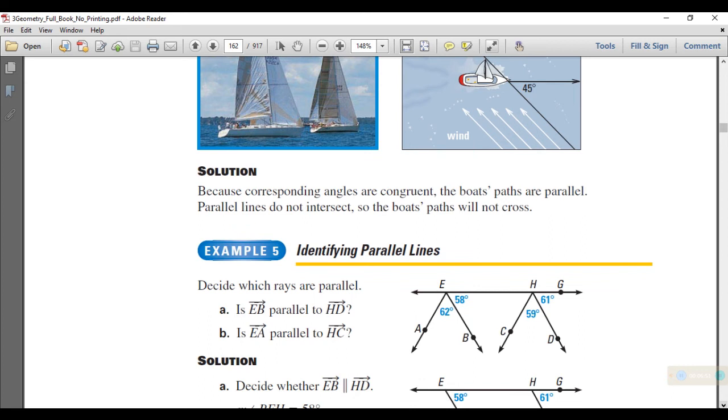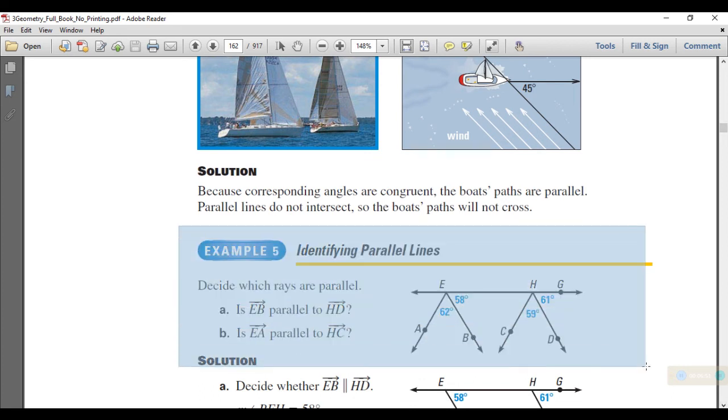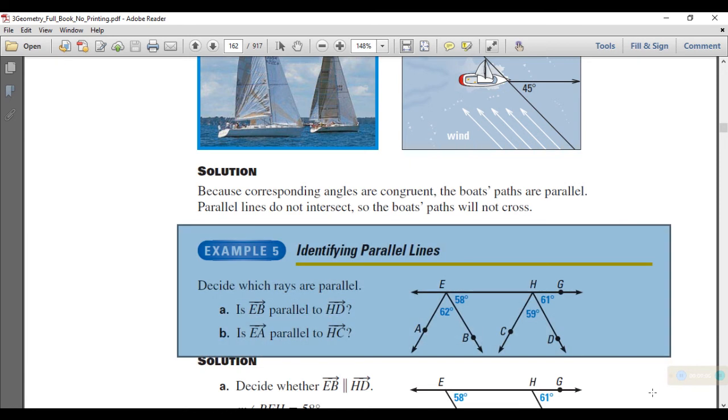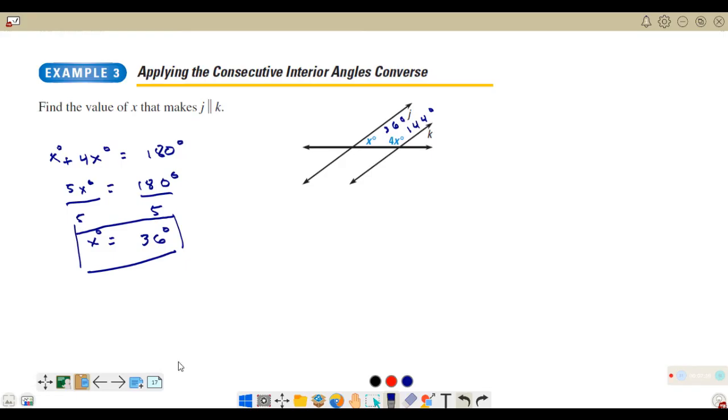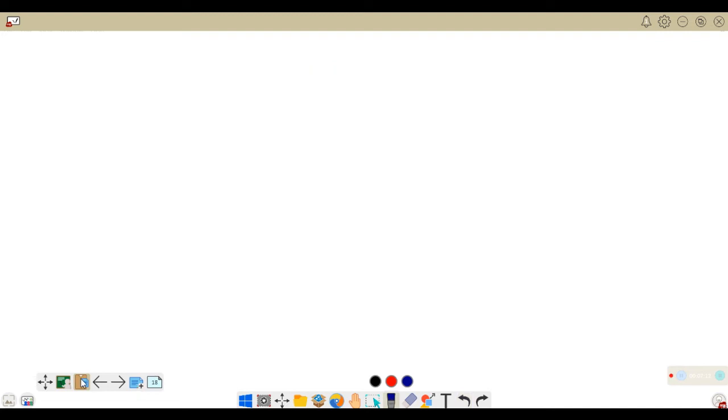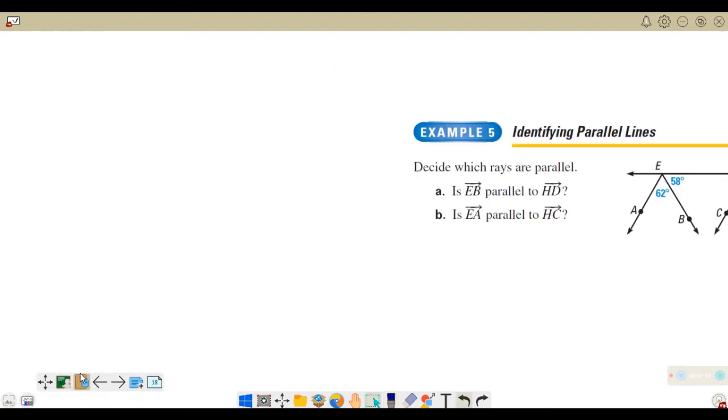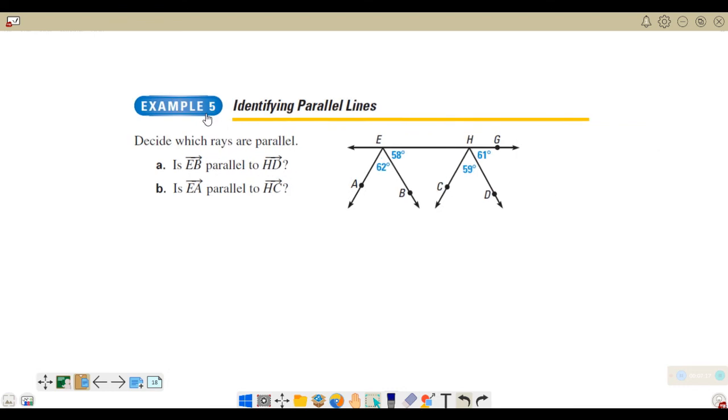Now, let's go to example number 5, identifying parallel lines. So, visually, alam na natin kung sino-sino yung mga parallel lines, di ba? Pero hindi tayo basta-basta pwedeng nagde-decide. So, we are going to prove them. Or we are going to solve for them.